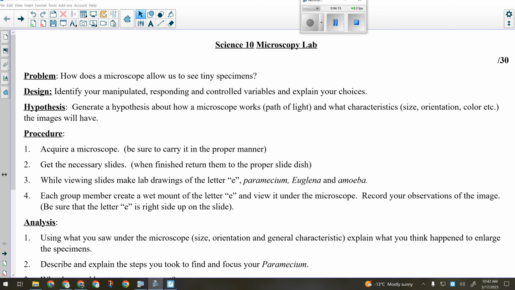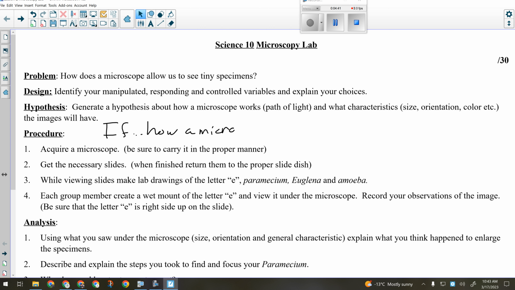In terms of our hypothesis, what are the 3 words that have to go in a hypothesis? If, and, then. The if part talks about what the premise is. In this case, we're trying to understand how the microscope works. So the if part of our hypothesis should talk about how a microscope works.